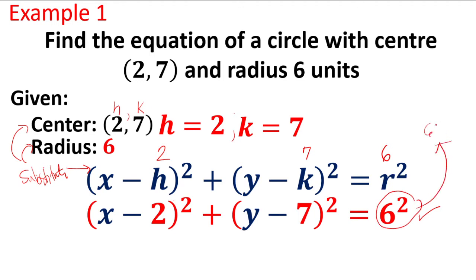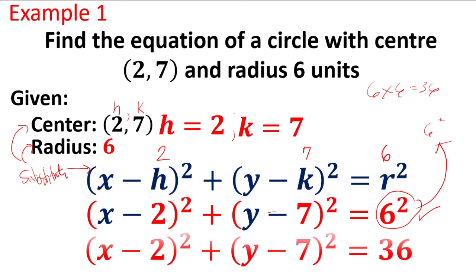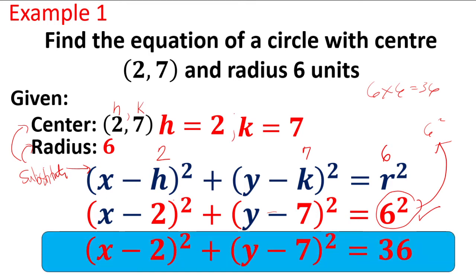So, 6 squared means 6 times 6. Correct? 6 times 6 is 36. So, the equation of the circle with center located at 2 and 7 and radius 6 units is (x minus 2) quantity squared plus (y minus 7) quantity squared is equal to 36. Tapos, yun na yun. Okay? Ito na yung standard form natin kapag ang center niya is located at 2 and 7.